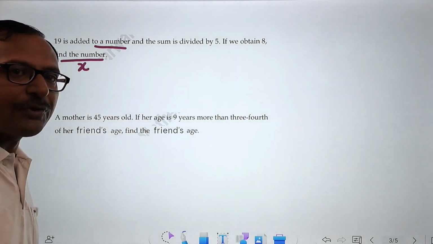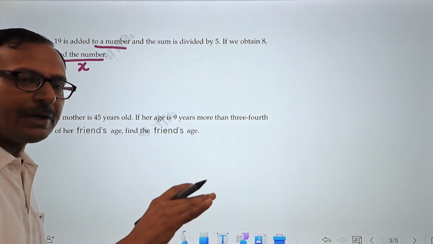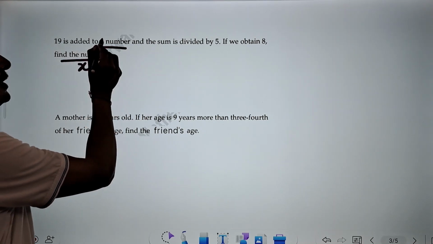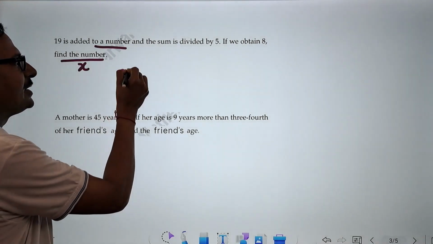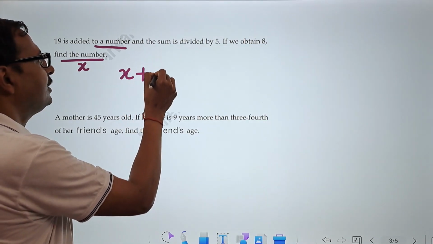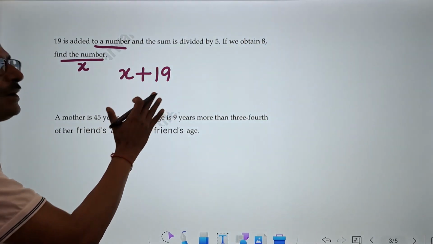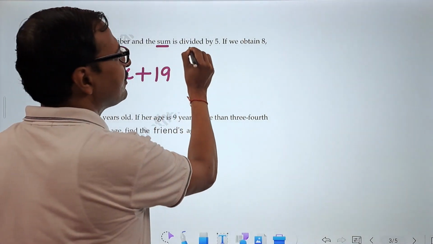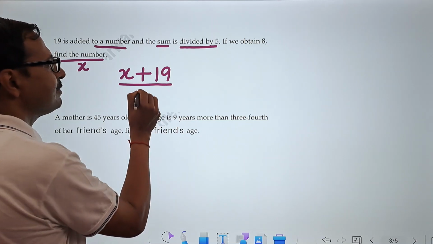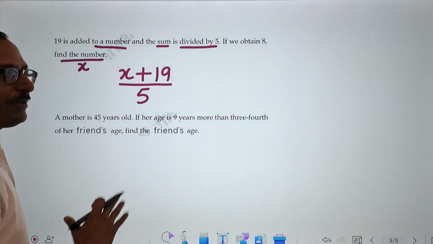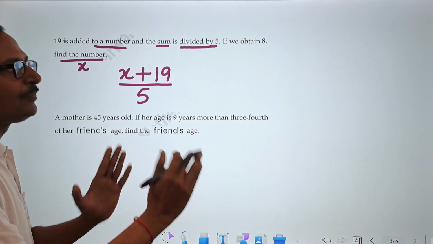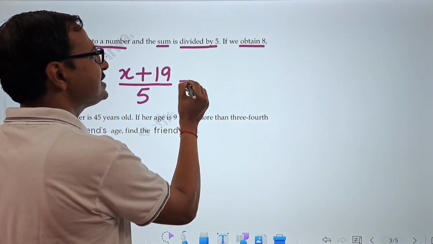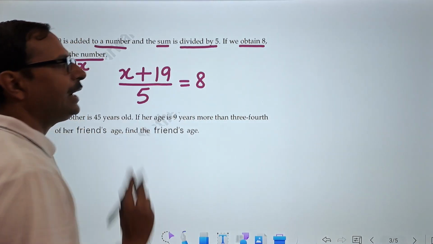After that, it's about framing the equation by reading the statement. So let's see what happens with the statement here. 19 is added to a number. So the number is x. So we are adding 19 to the number. And what happens after adding 19? The sum, that means this x plus 19, is divided by 5. So we have to divide this by 5. See, the framing of the equation goes with the statement. What happens after division by 5? We obtain 8. That means this becomes equal to 8.